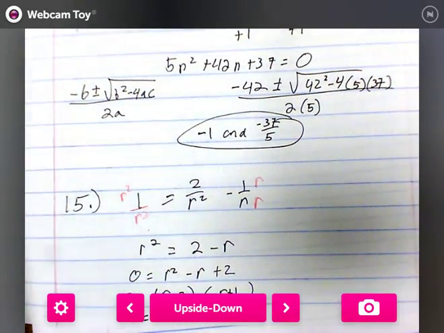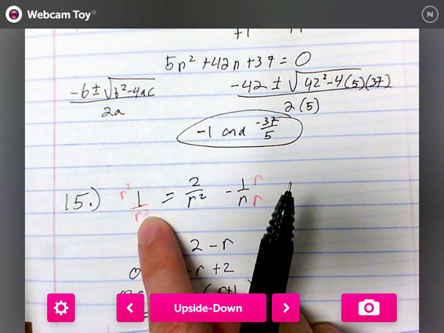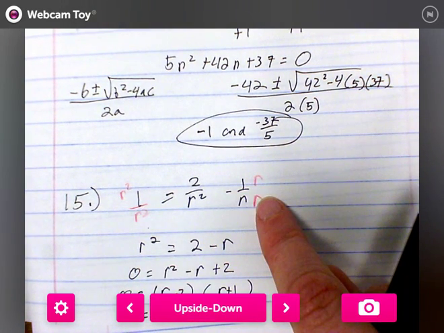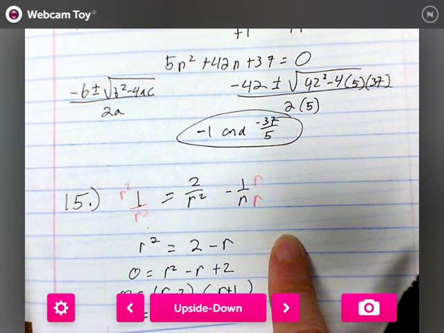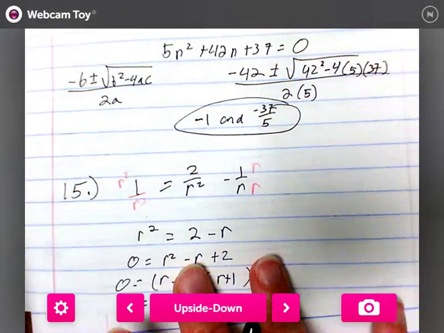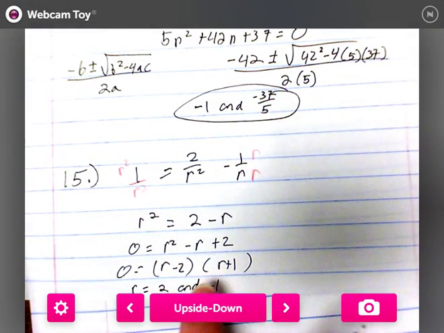All right, 15. I'm going to multiply the first one, top and bottom, by r squared. The last one, top and bottom, by r. And I end up with r squared equals 2 minus r. I get it all on one side, and then it's easy to factor. It's r minus 2 and r plus 1, so my answers are 2 and -1.